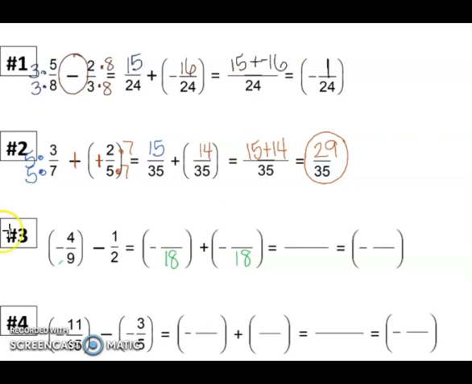Okay, so for the first one, since that is 18, I would multiply it by 2. So I'd get negative 8 over 18. And then the second fraction would be times 9, and so that would be negative 9 over 18. Again, they have already done the additive inverse for us.